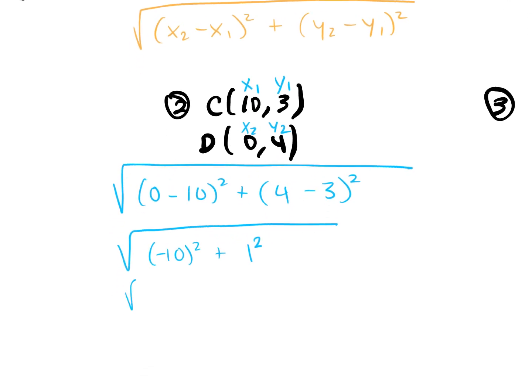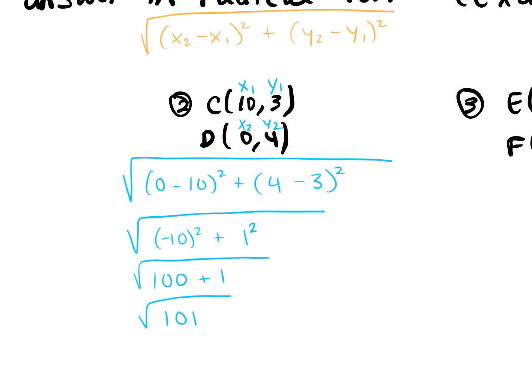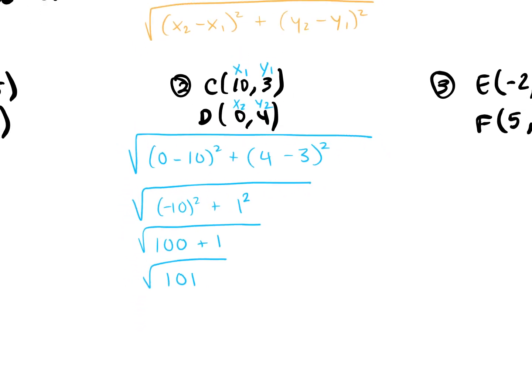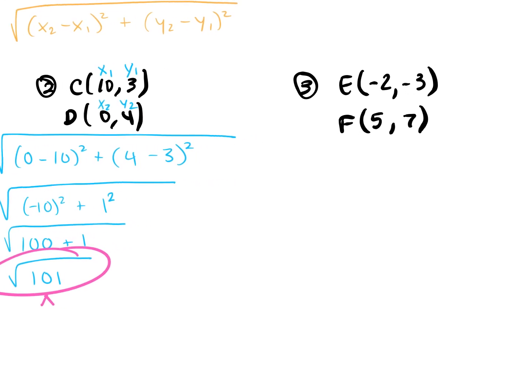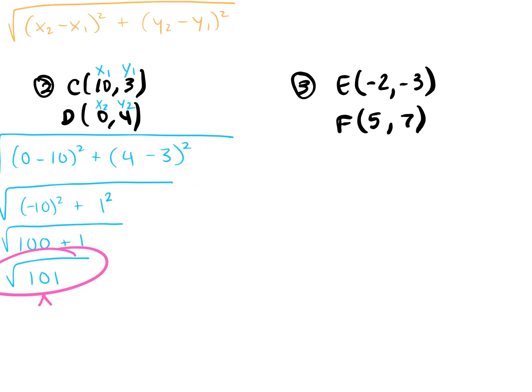What's negative 10 squared? 100. And 1 squared? 100 plus 1? 101. Always check to see if you can simplify it. Do we have 2 factors of 101? I don't think so. So always check to see if you can simplify your radical. If you can't, then you're done. But if you can simplify, make sure you simplify. Any questions there?